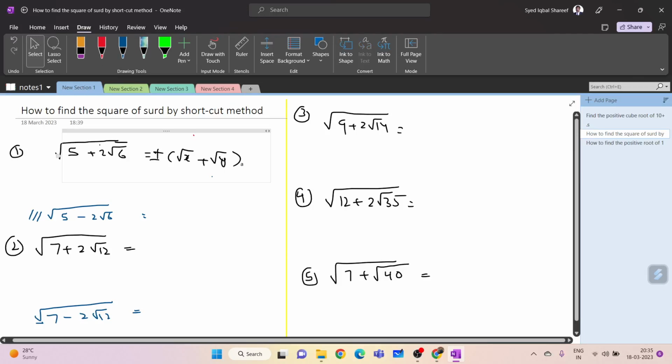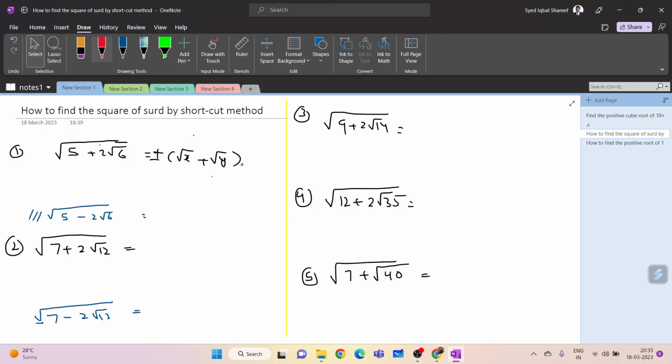Today we'll discuss how to find the square root of a surd by the shortcut method. I have shown you the long method. Now we'll go for the shortcut method. For the shortcut method, see here how to do.